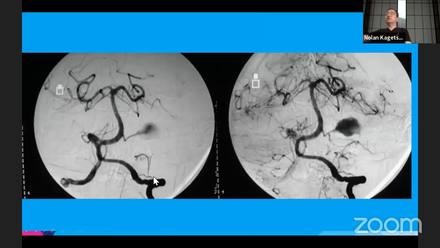So this is an angiogram we did, and these are the vertebral arteries. This is the basilar artery. This is ICA, anterior inferior cerebellar artery, and you can see that there's relatively slow filling, because it's a dead end. And this is the basilar and posterior cerebral arteries.